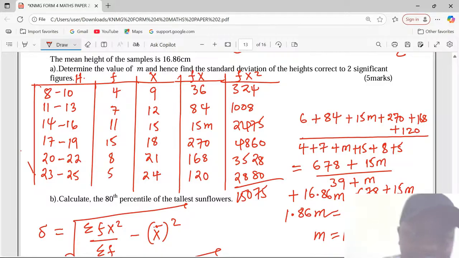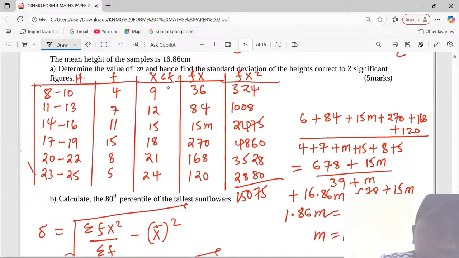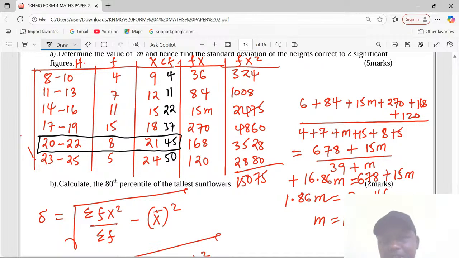So we calculate something called cumulative frequencies. CF, let me include it here. CF using black. We start with 4 plus 7, 11. 11 plus 11 gives us 22. 22 plus 15 gives us 37. 37 plus 8 gives us 45. Then 50. So the 40th student is going to be in this class because of 45. Previously, we are having that 37, which is not enough to accommodate the 40th. So that is the class now.